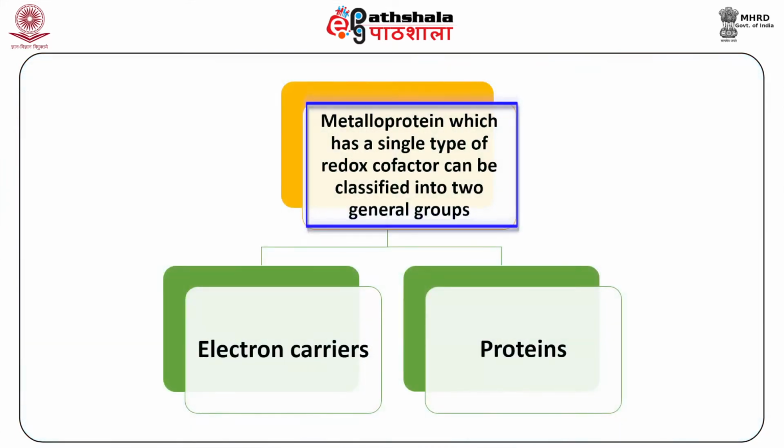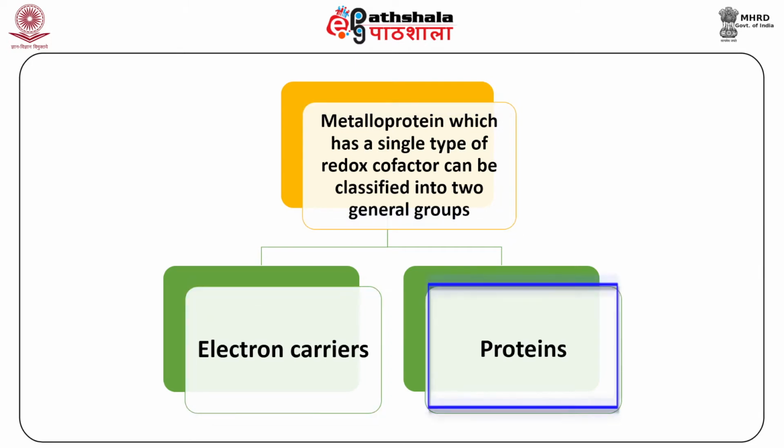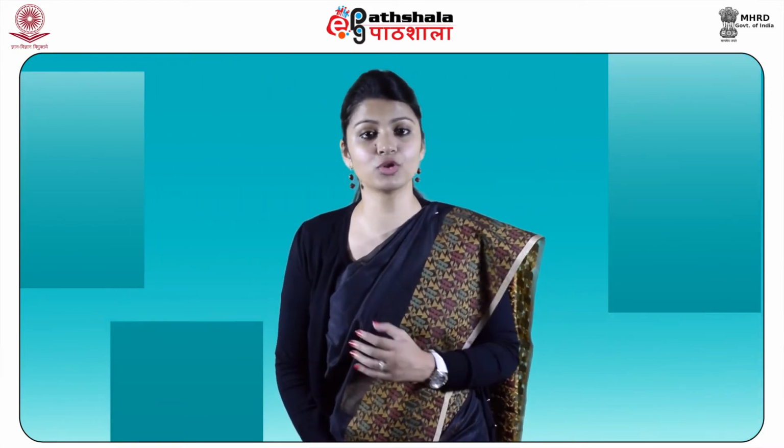Metalloproteins, which have a single type of redox factor, can be classified into two general groups: electron carriers and proteins involved in the transport or activation of small molecules. It is assumed that proteins that function as electron transferases typically place their prosthetic group in a hydrophobic environment where, in addition to ligands, hydrogen bonds may be provided to assist in stabilization of both the oxidized and the reduced form of the cofactor.